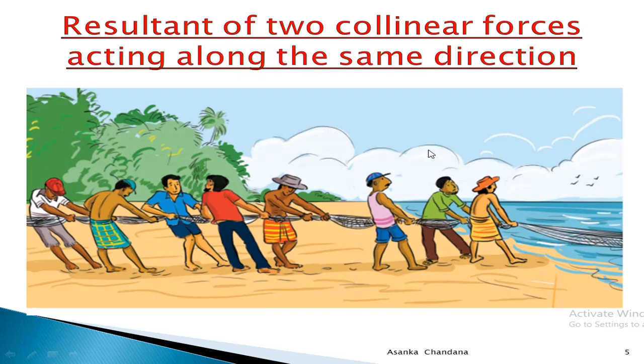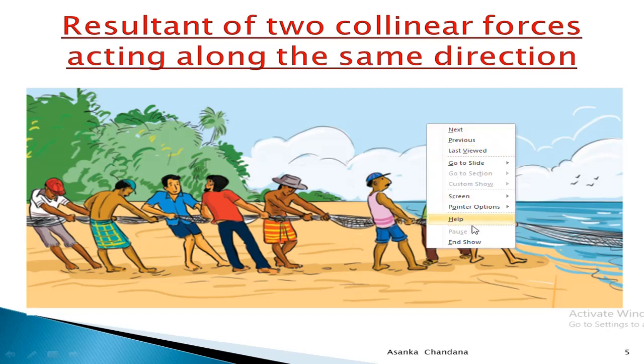Now look at this diagram. These are collinear forces because all the forces are exerted on the same line, and all the persons applied the force in the same direction. Now tell me how to take the resultant force in this situation. The resultant force in this situation can be taken by the addition of each individual force.